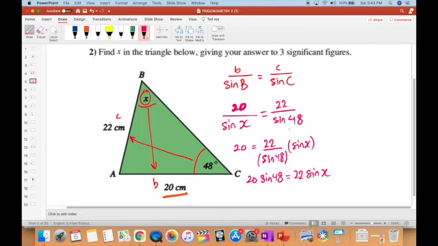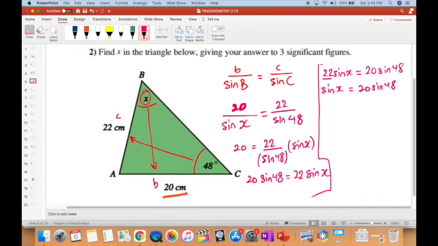Yeah. Right. So now, let me just flip it. 22 multiplied by the sine of x is equal to 20 sine 48. So now I could take this 22 and fling it across. The sine of x is equal to 20 sine 48, and that 22 is a multiply on this side. So when I fling it across, it'll become a divide.